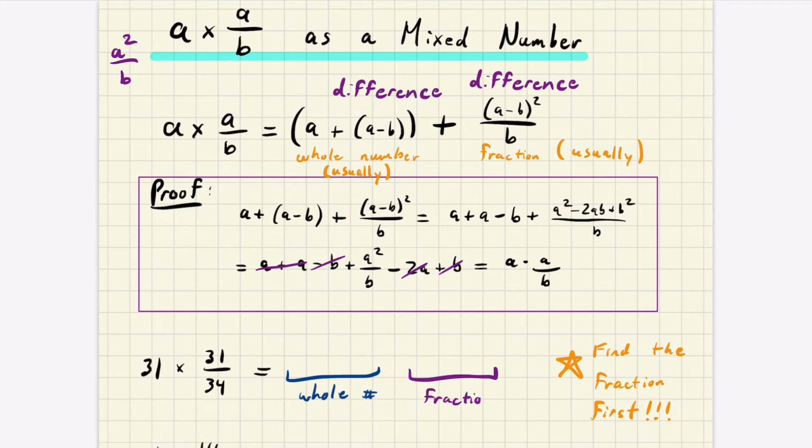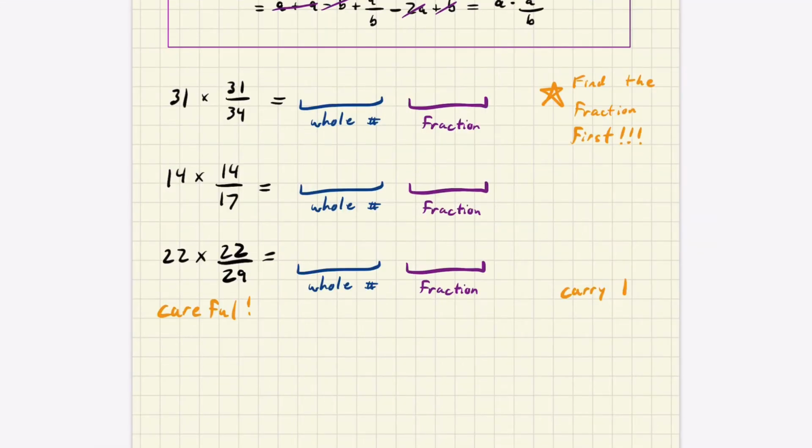If you guys want the proof for how this formula comes about, the proof is in this little box right here, so you can go ahead and analyze it and take whatever you need from it. But I'm not going to go over that. I just wanted to include it just in case anyone was curious. All right, let's look at some examples.